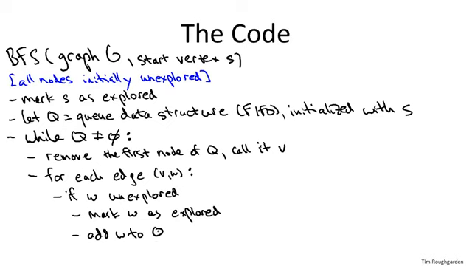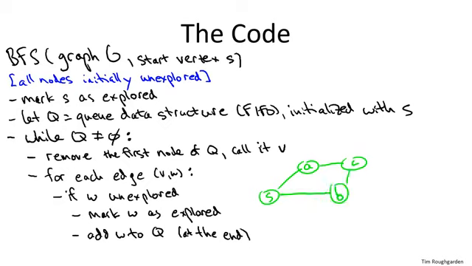Again, a queue, by construction, supports constant time additions at the end of the queue, so that's where we put W. So let's see how this code actually executes in the same graph that we were looking at in the previous slide. And what I'm going to do is number the nodes in the order in which they are explored. So obviously the first node to get explored is S. That's where the queue starts.